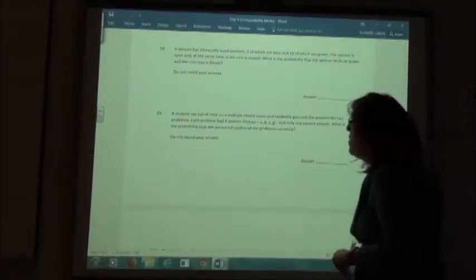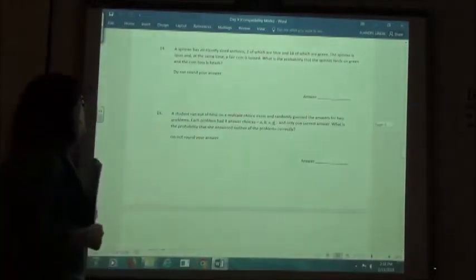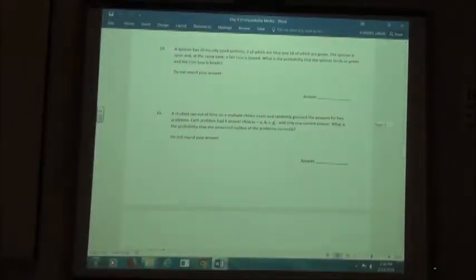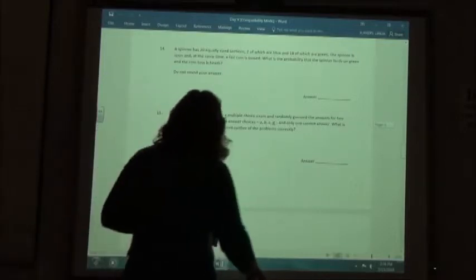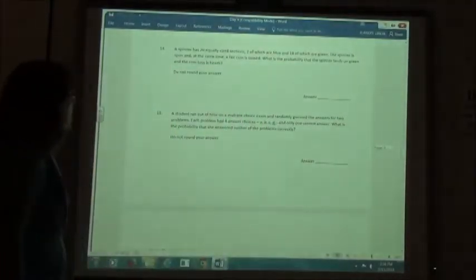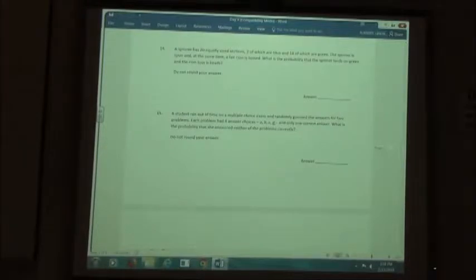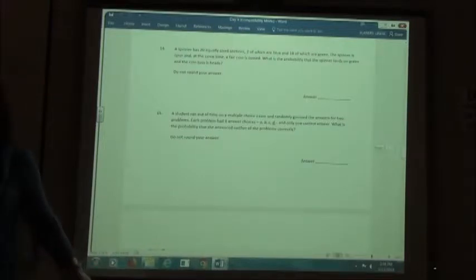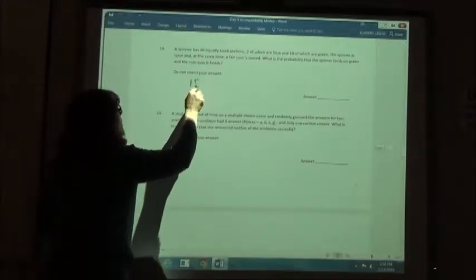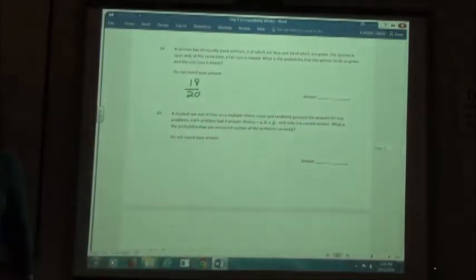Number 14, a spinner has 20 equally sized sections, 2 of which are blue and 18 which are green. The spinner is spun at the same time a fair coin is tossed. What is the probability the spinner lands on green and the coin tosses heads? So, first of all, we want to figure out the probability that the spinner lands on green. 18 out of 20, right? That's my probability it's going to land on green. I have 18 chances out of 20.